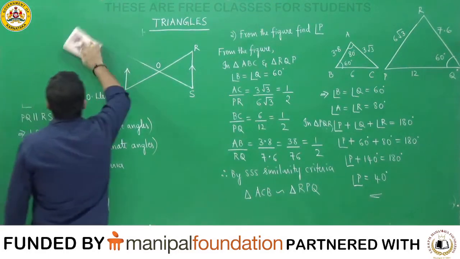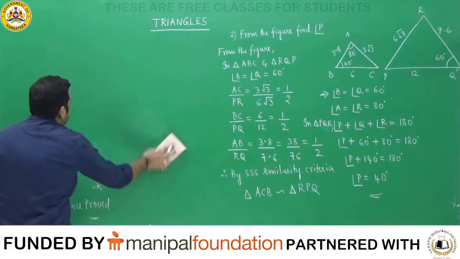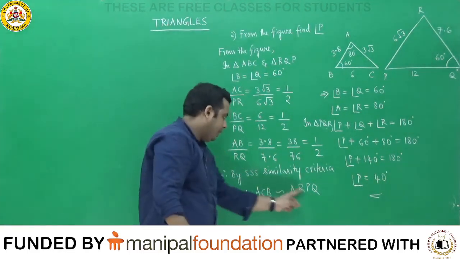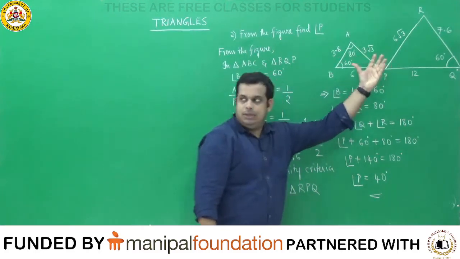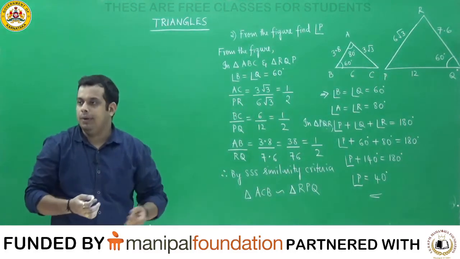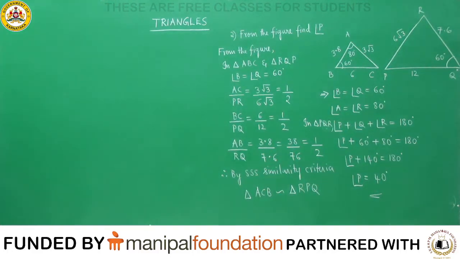Everybody write it down correctly. Everybody must know how to write the similarity. If you write the similarity, then each vertex should match with the corresponding vertex. So you lift this triangle, turn it and then place it on this. Then what matches will be the corresponding vertices. Is it okay?